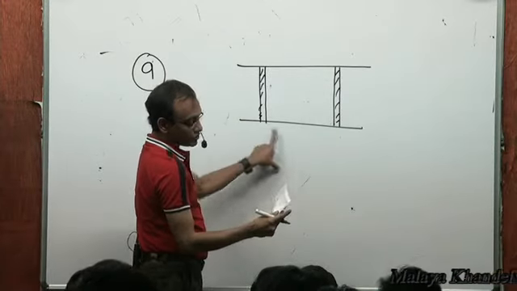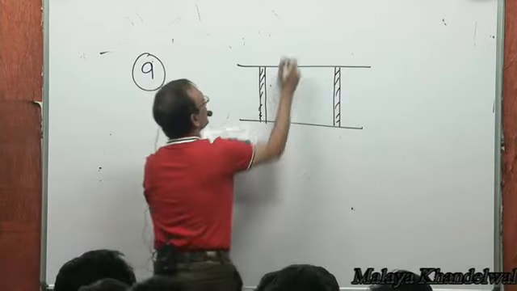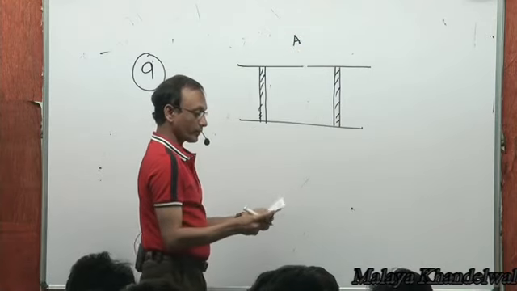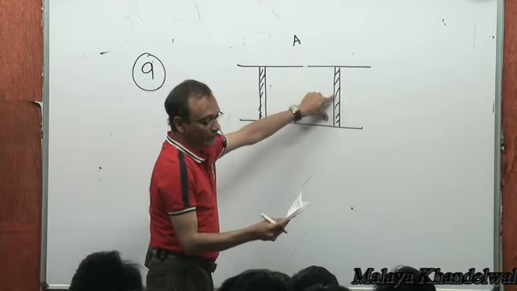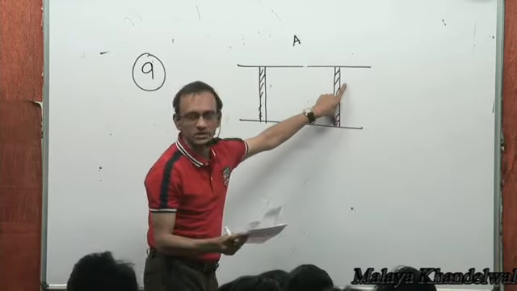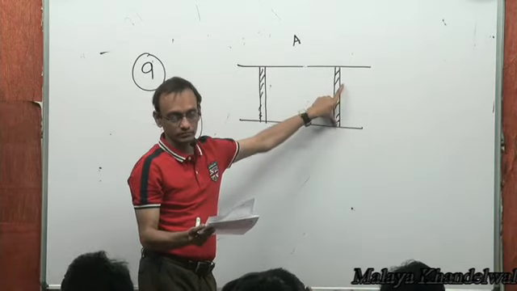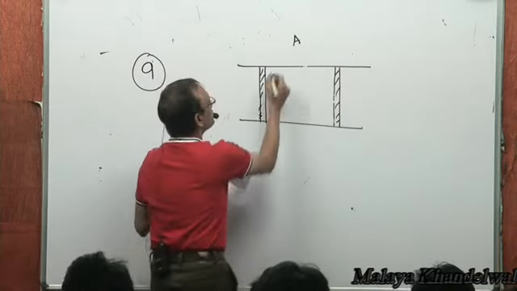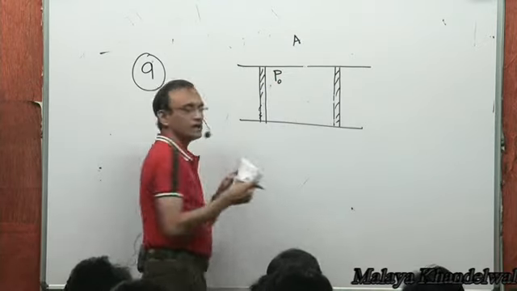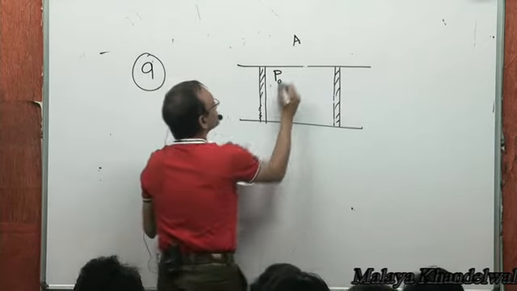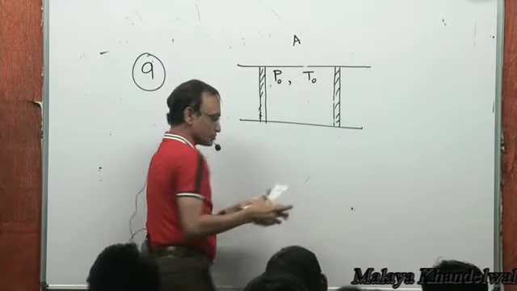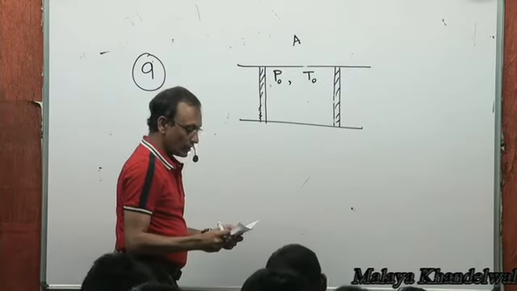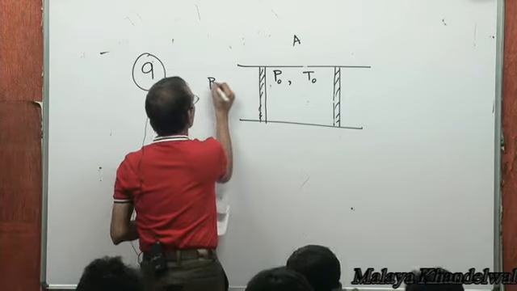So we have a cylindrical tube of uniform cross-sectional area A fitted with two airtight frictionless pistons. This is one piston, this is another piston. Initially, the pressure of the gas in this is P naught and temperature is T naught. Atmospheric pressure is also P naught.